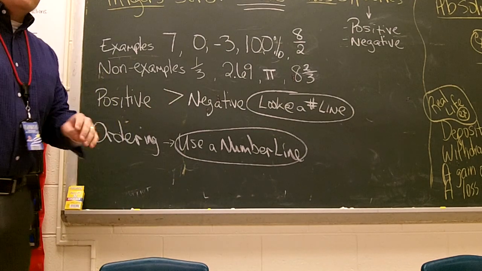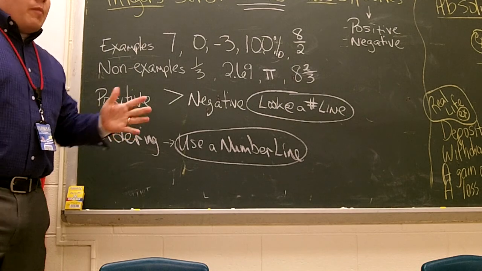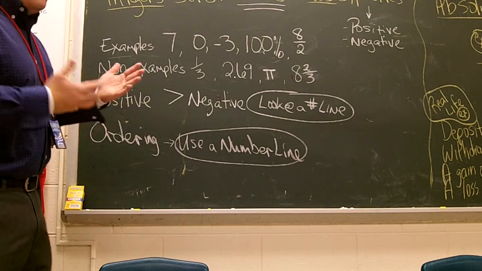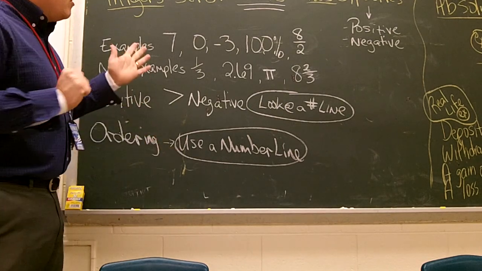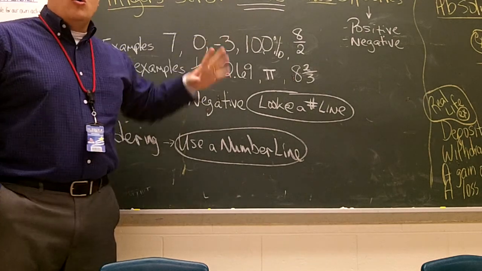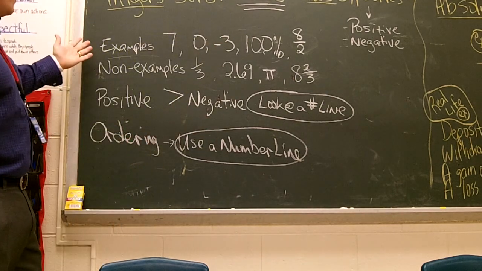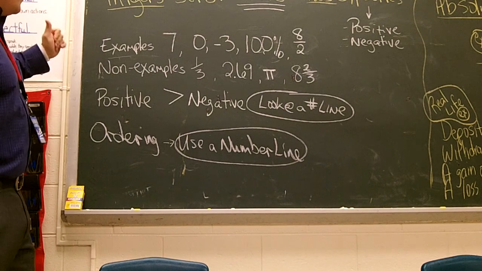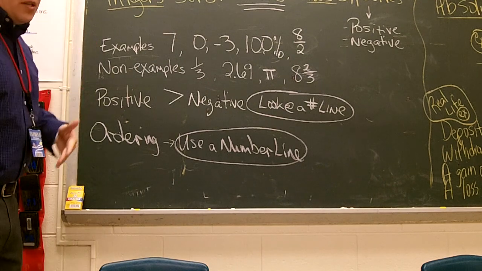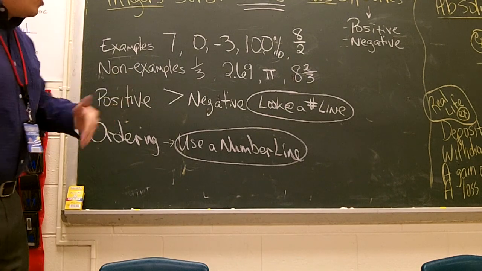Integers are the set of whole numbers and their opposites. So we're talking about positive numbers, we're talking about negative numbers, but through and through they are all whole numbers. Some examples of integers you see right here. Obviously write these things down, use these as examples to drive your learning.